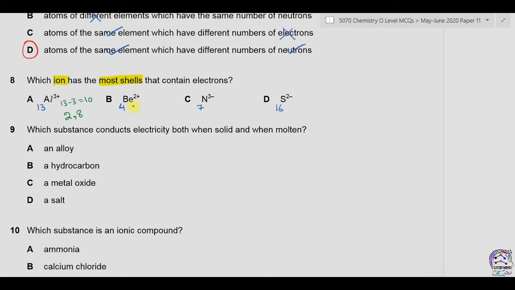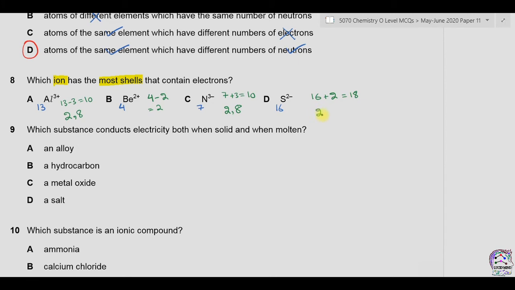The atomic number of beryllium is 4, so in order to find the number of electrons we have 4 minus 2 because the charge is plus 2, so only 2 electrons are left, so we'll have just one shell containing 2 electrons. The atomic number of nitrogen is 7 and there is a minus 3 charge, so the number of electrons will be 7 plus 3, which becomes 10. So there will be 2 shells. In the first shell we will have 2 electrons and in the second shell we will have 8 electrons. In sulfur the atomic number is 16 and the charge is minus 2, so the number of electrons will be 16 plus 2, 18.